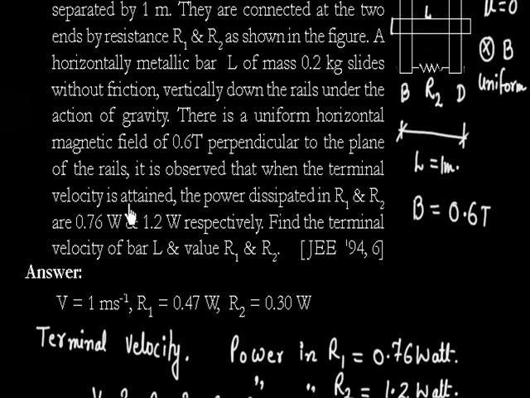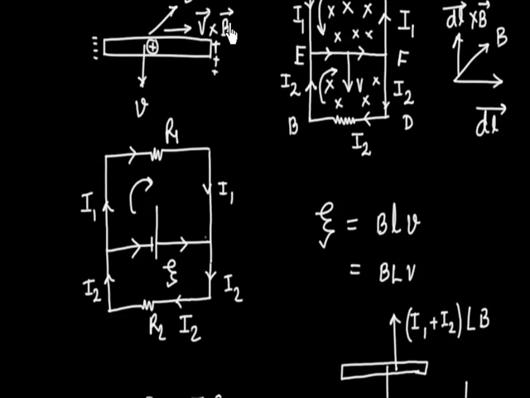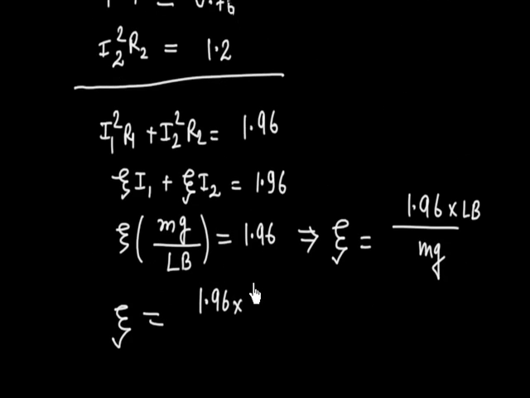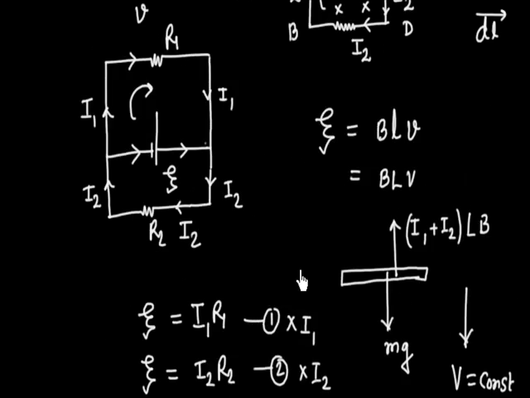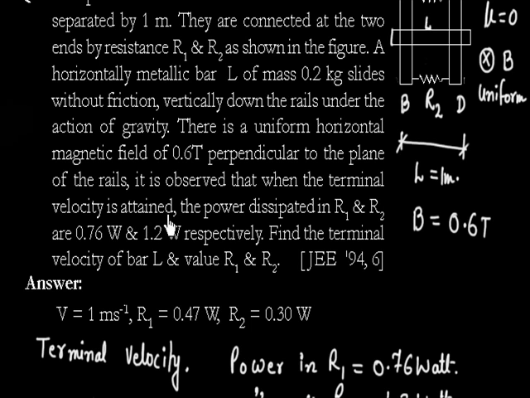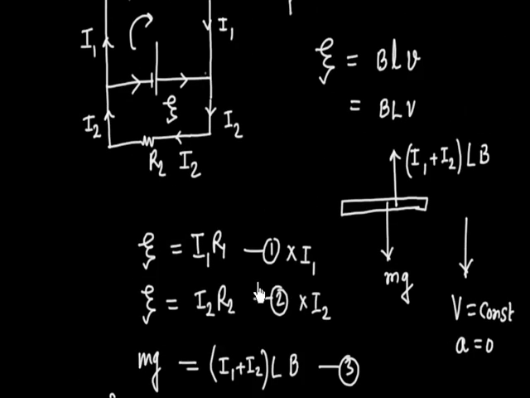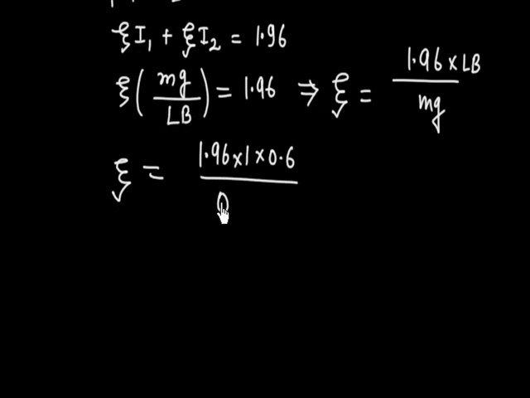So length is basically, let me see, this is 1 meter separated by 1 meter. So L is 1 meter and B is 0.6. And what is mass? Let me check. This mass is basically 0.2 kg. So mass is 0.2 kg, and I am taking this g value as 10. Gravity value is 10. Are you getting?